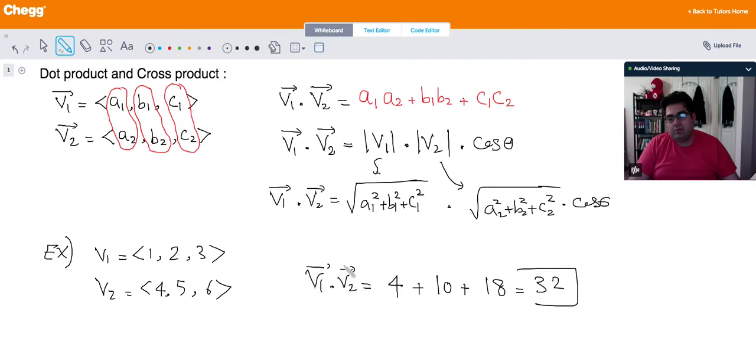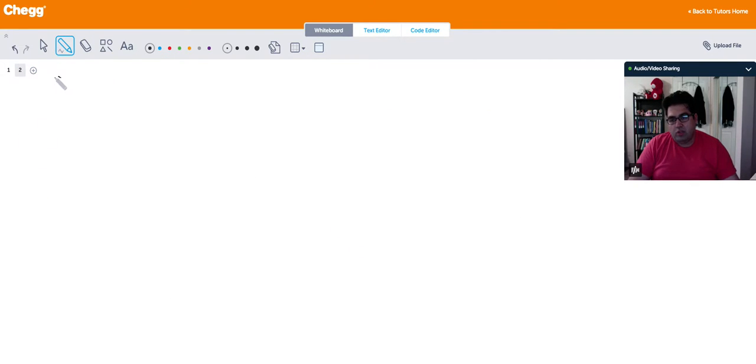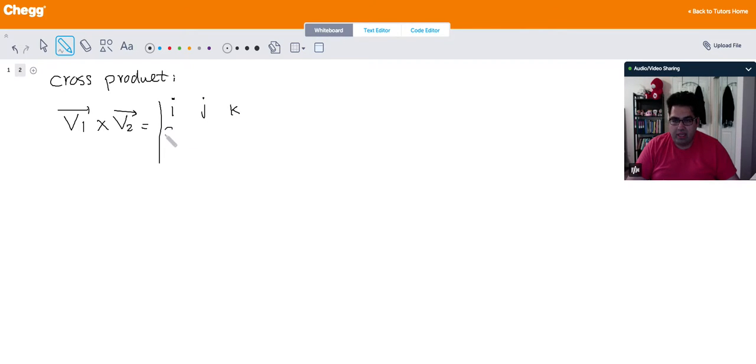Okay, now let's move on to the cross product. So the cross product is basically written like this, and it's obtained in two different ways. The first way is basically it's determined by the determinant of i, j, k, a1, b1, c1, a2, b2, c2. Because the result of the cross product is a vector, you need to calculate a determinant in terms of ijk that is going to give you a vector.